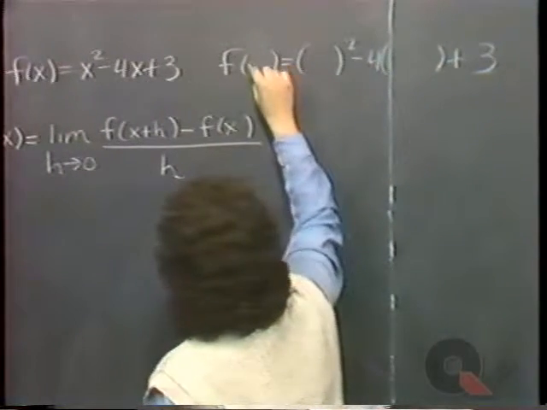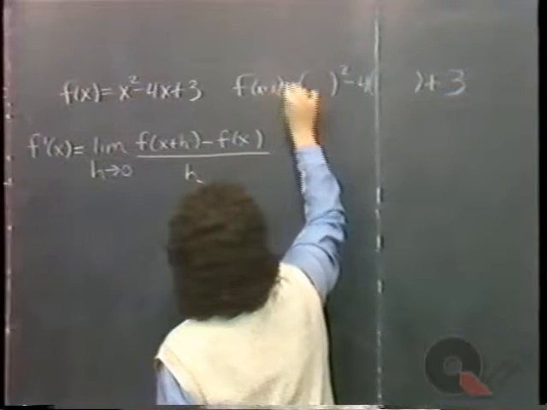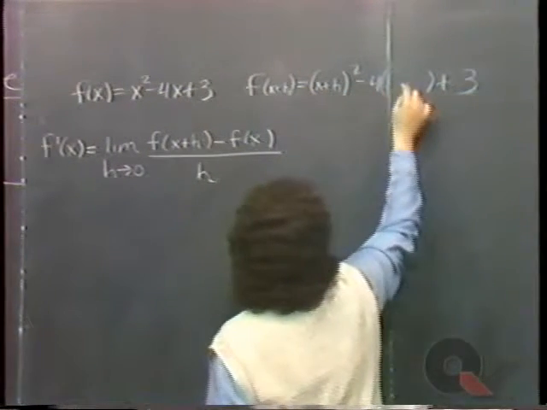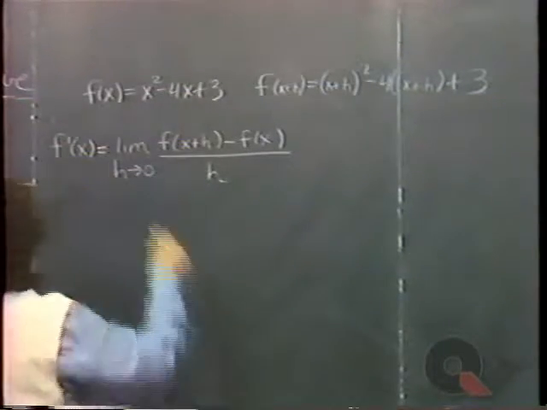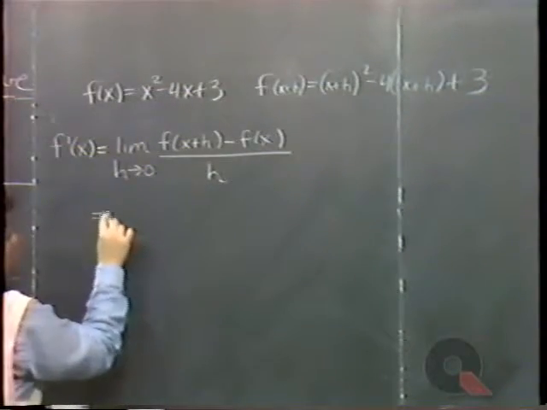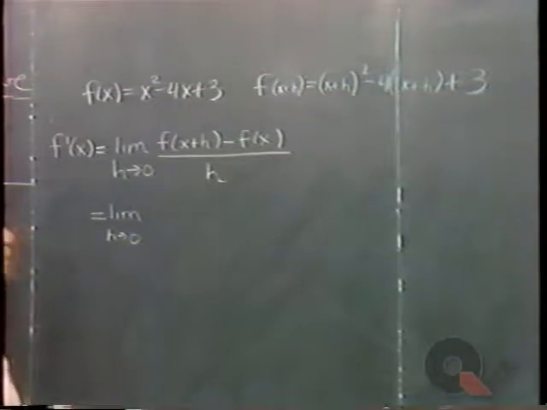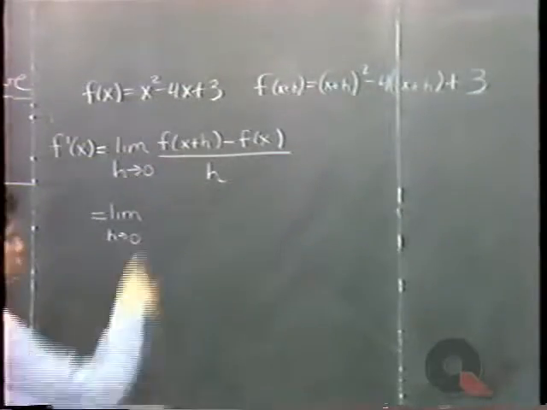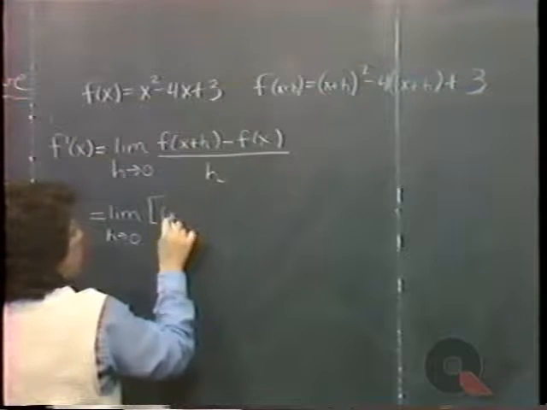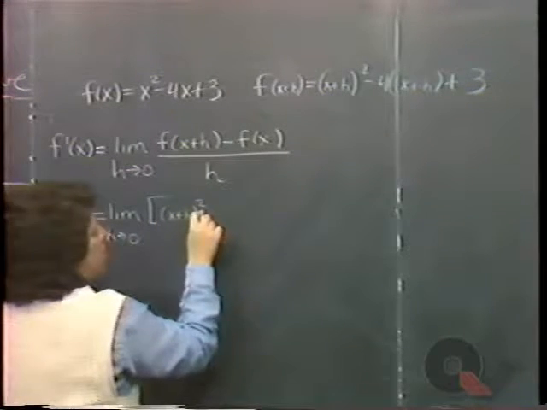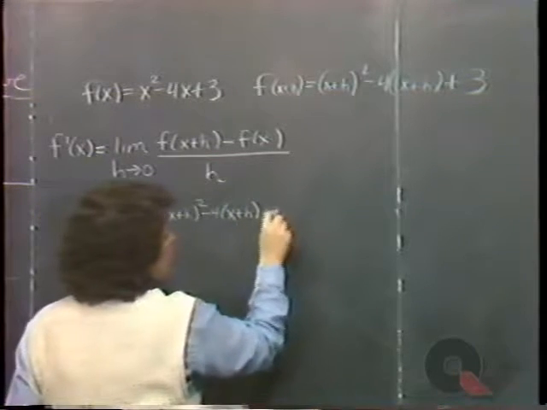And f of x plus h is x plus h squared minus 4 times x plus h plus 3. Let's substitute in these values in the formula. We have the limit as h approaches 0. We need f of x plus h, which is waiting for us over here. That's x plus h quantity squared minus 4 times x plus h plus 3.